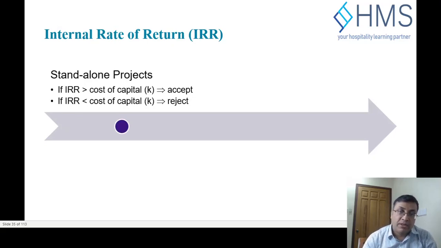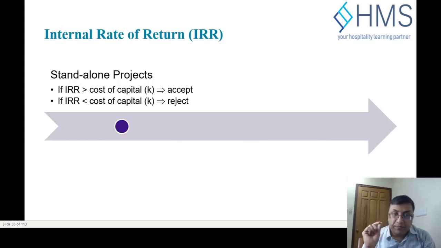The decision rule for internal rate of return: usually if it's a standalone project, if IRR is more than the cost of capital, we accept, i.e. the net present value is positive. If IRR is less than the cost of capital, then we will reject it, i.e. the net present value is negative. It works the same way.